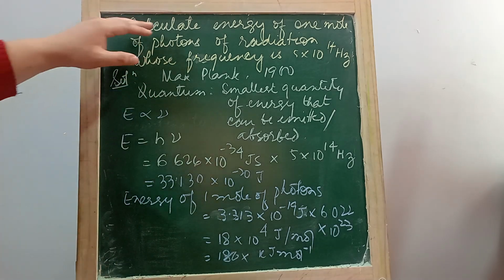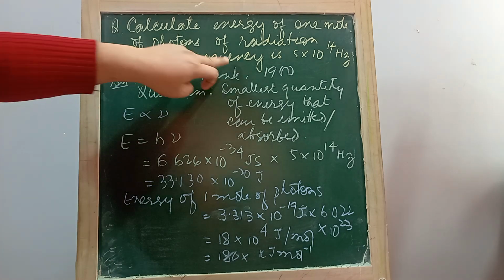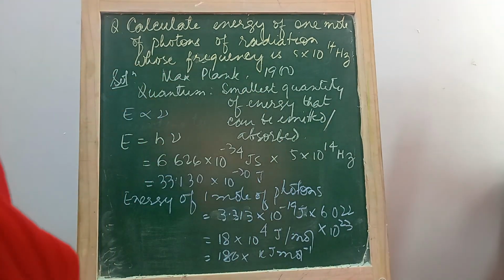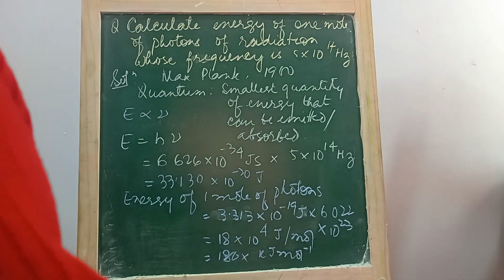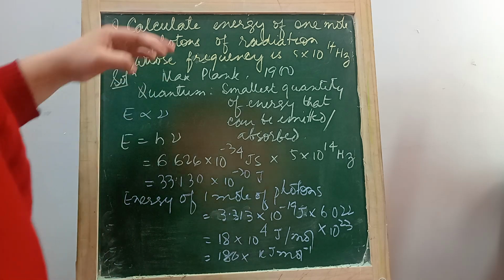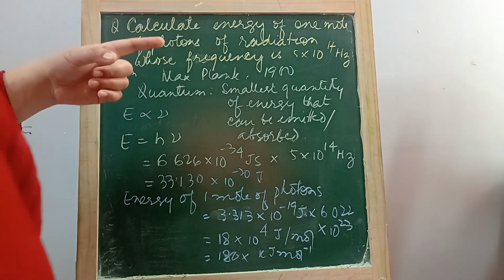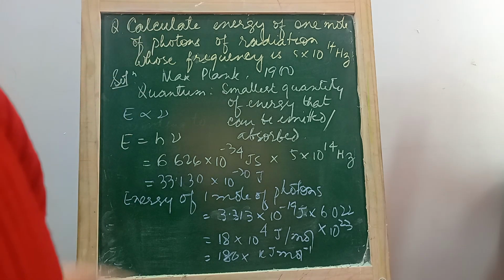The question says: calculate the energy of 1 mole of photons of radiation whose frequency is 5 into 10 to the power 14 hertz. 5 into 10 to the power 14 hertz, I think it comes in the visible spectrum. It's yellow light. For this we need to calculate how much energy 1 mole of photons will have. First we'll calculate how much energy one photon will have.